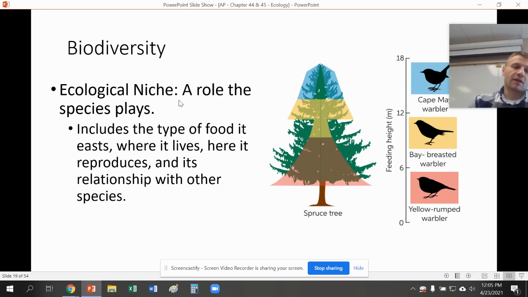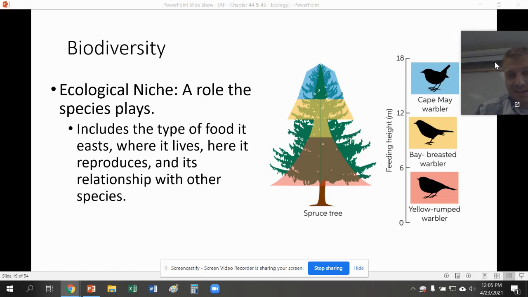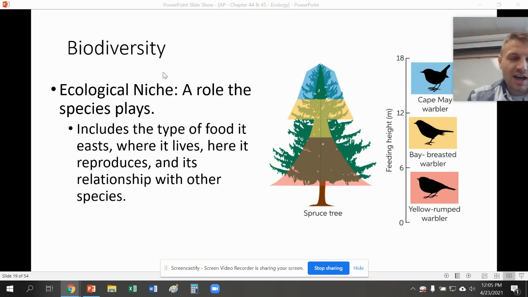All right, the role of an organism is known as the ecological niche. I've heard it both ways, niche or niche. I usually say niche, but basically this includes all of the aspects of that organism, such as what it eats, what eats it, where it lives, how it reproduces, what energy it uses, what role it has in energy cycling or chemical cycling, and just the relationship it has with other species. This is just the role an organism has within the environment.